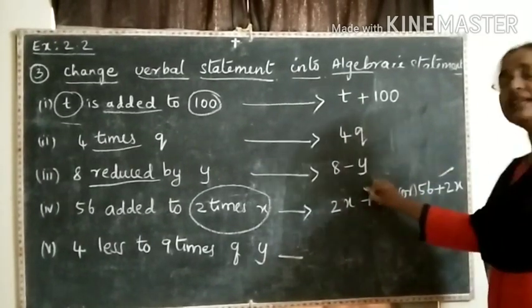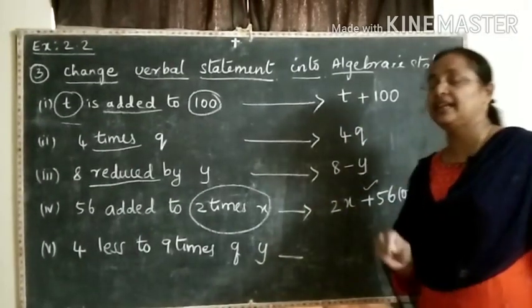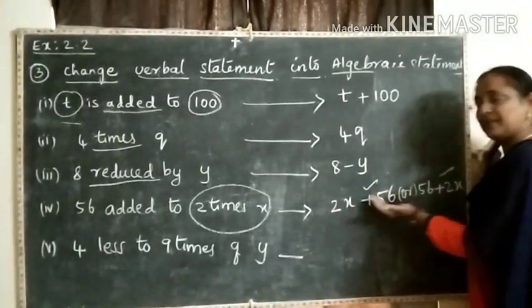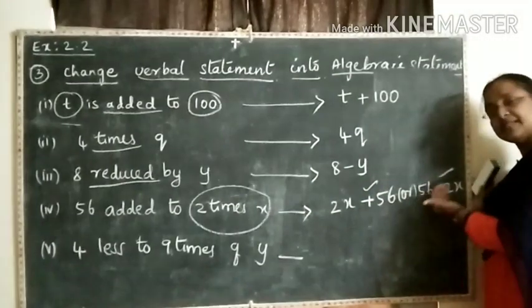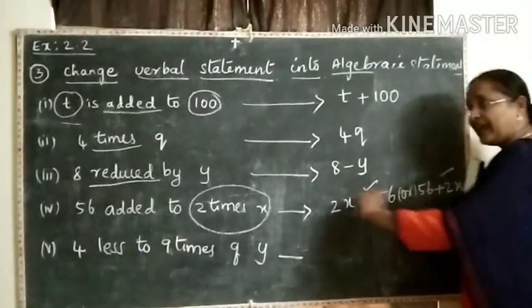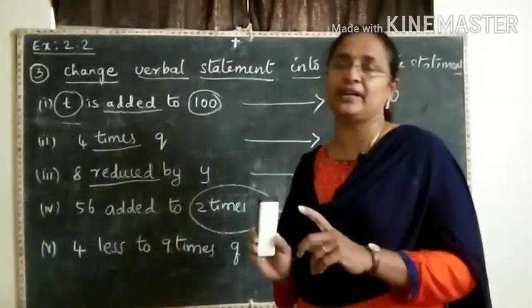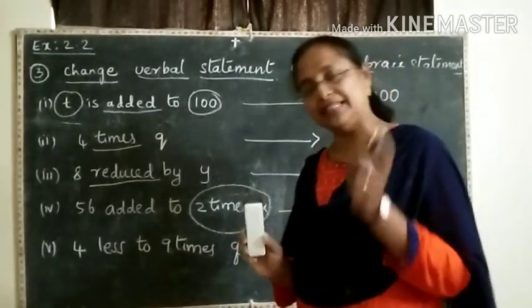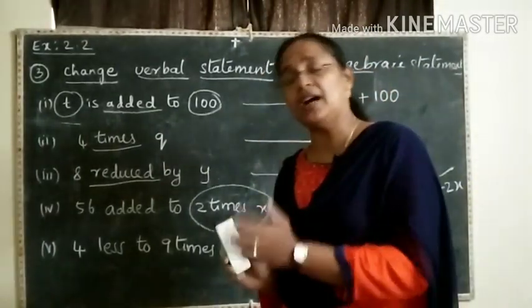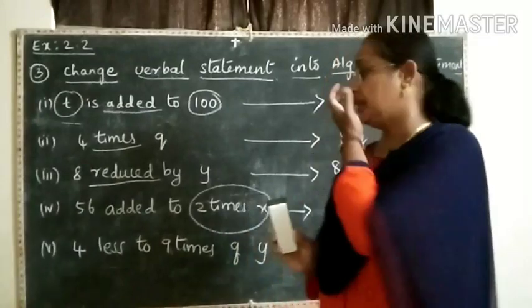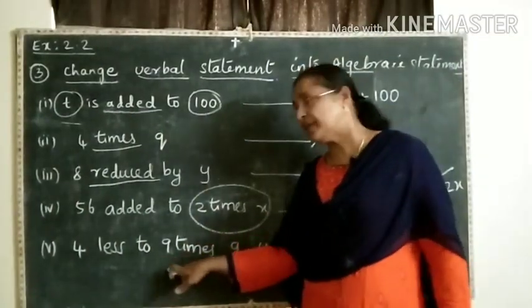Or I can rewrite this as 56 plus 2x. Both the answers are right. I can write either 2x plus 56 or 56 plus 2x. When you frame the algebraic expression, you should not miss any of the operations. So first you concentrate on multiplication and then you go for addition or subtraction. Okay. Now look into the last one.